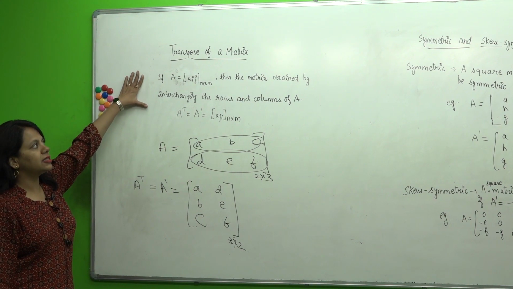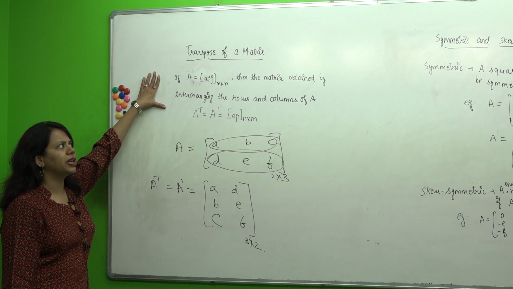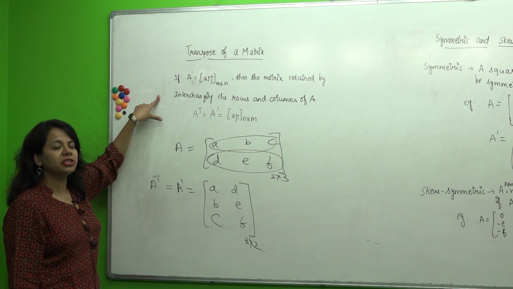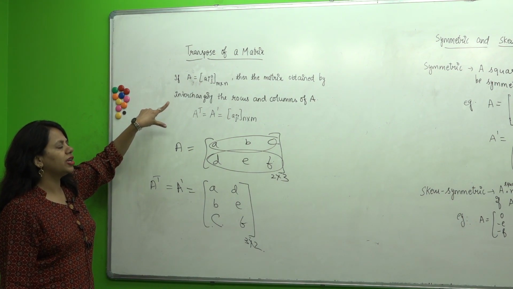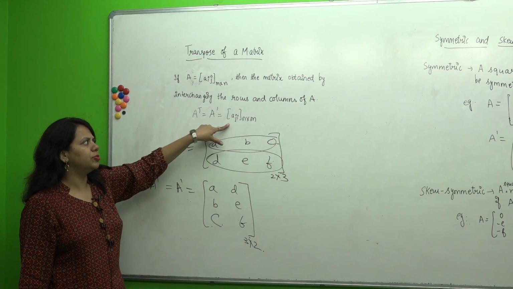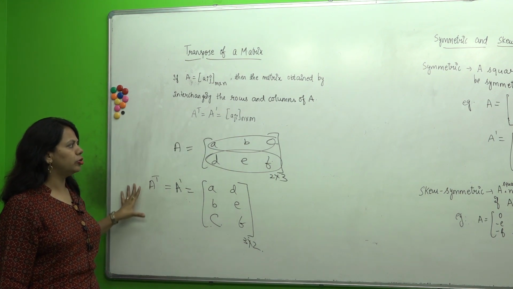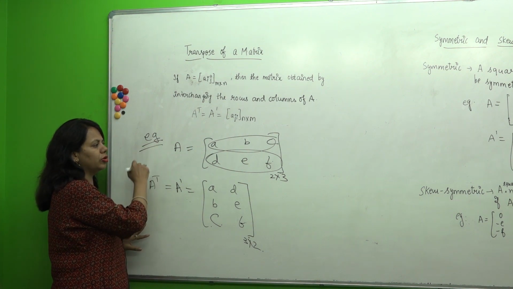So please see in the notation form, if I have a matrix A as [aij] of order M cross N, then the matrix obtained by interchanging the rows and columns is called the transpose of A. It is denoted by the symbol A T or A dash, and it gives me [aji] of order N cross M. So you can make a note of this particular definition. That's the transpose of a matrix.